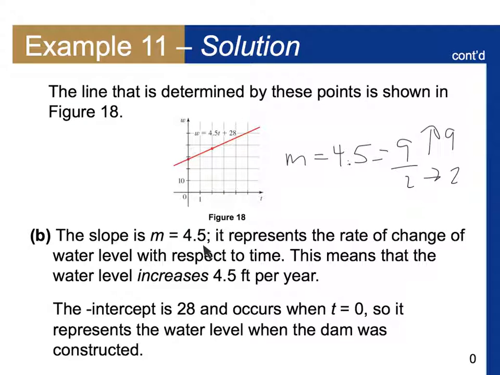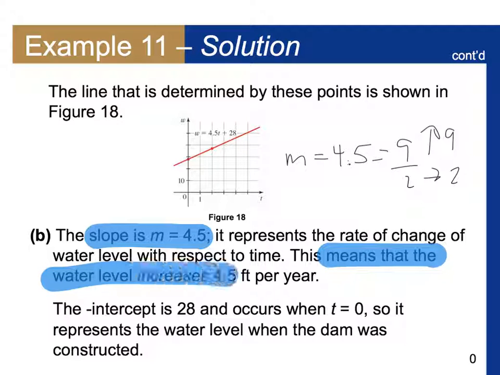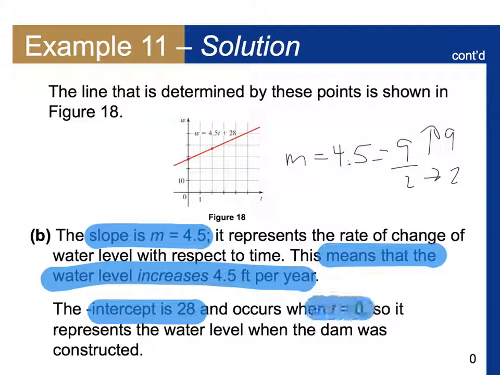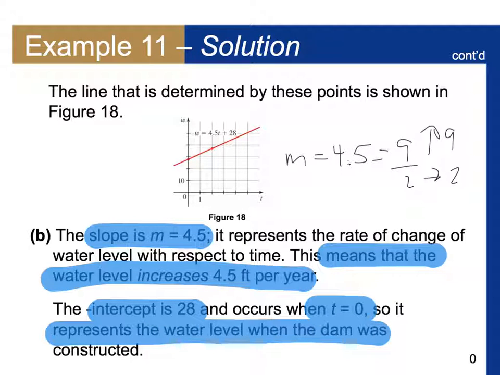So the slope m equals 4.5 represents the rate of change of water level with respect to time. This means that the water level increases 4.5 feet per year. The y-intercept is 28 when t is 0. So the y-intercept represents the water level when the dam was constructed, when time was 0. Sorry, that should be a w there. So w-intercept.